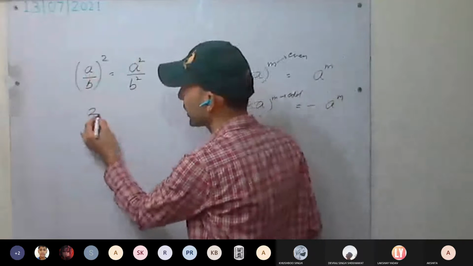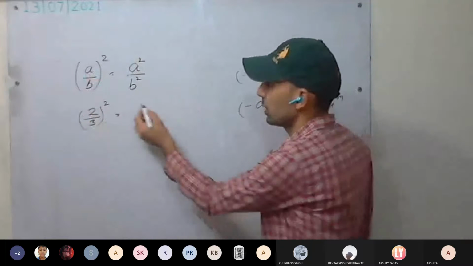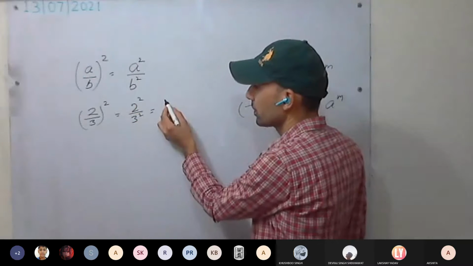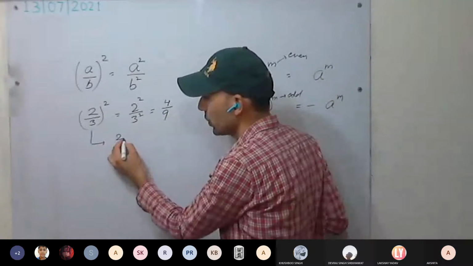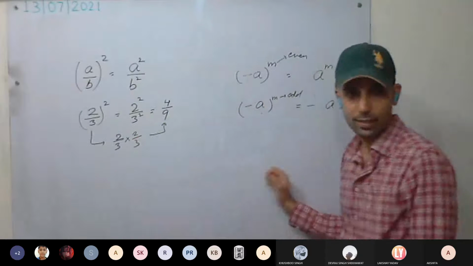For example, (2/3) the whole square. How to solve this? 2 square divided by 3 square equals 4 upon 9. Or you can solve it like this also: 2/3 into 2/3. You will get the same answer.